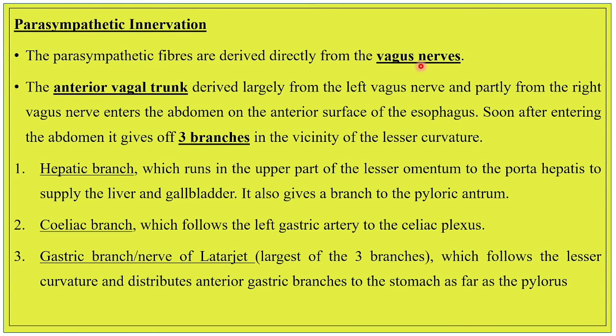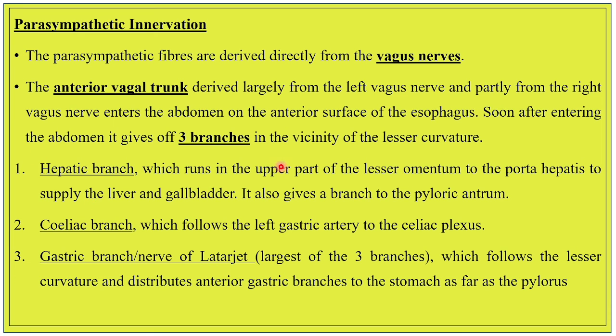Parasympathetic innervation is mainly by the vagus nerve, and we have 2 different trunks, the anterior vagal trunk and the posterior vagal trunk. The anterior vagal trunk, derived largely from the left vagus nerve and partly from the right vagus nerve, enters the abdomen on the anterior surface of the esophagus. It gives 3 branches: the hepatic branch, the celiac branch, and the gastric branch, or nerve of Latarjet.